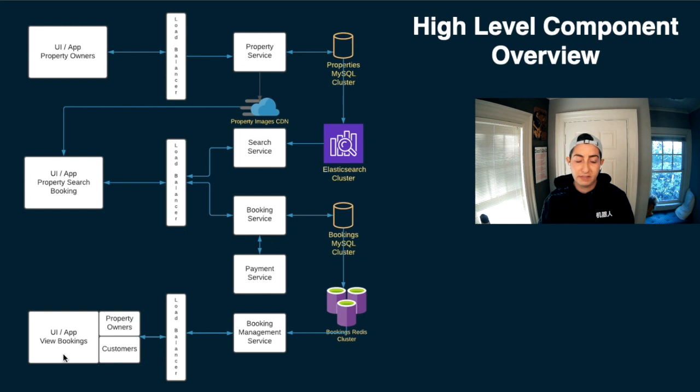And finally, we have this view bookings little applet over here where the customers and the property owners can come. There's a load balancer here as well. And here's the booking management service. And this is driven all by this Redis cluster, which is just a cache of all of the bookings that were created in the booking service in this MySQL database. So that's more or less what this diagram is showing.